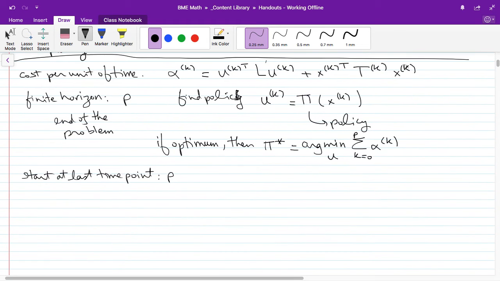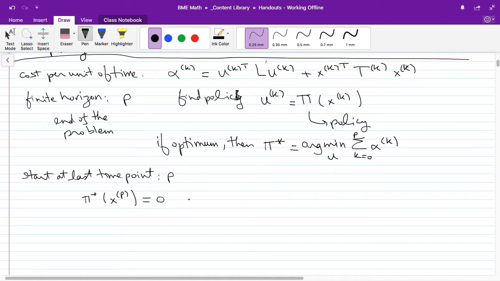So, here's our cost per step. It says that if you generate some command, it's going to cost you, and if you are at some state, it's going to cost you. So what's the best thing that I can do if I get to the last time point? Well, if I'm at the last time point, it doesn't matter what commands I generate, because I've run out of time. It's not going to change my state. So at the last time point, the best thing to do, pi star at x, no matter where it is, at time point p, is to do nothing. Why? Because any action that you do is going to change your state, but you've run out of time. So it doesn't matter. You should just do nothing if this is your cost per step.